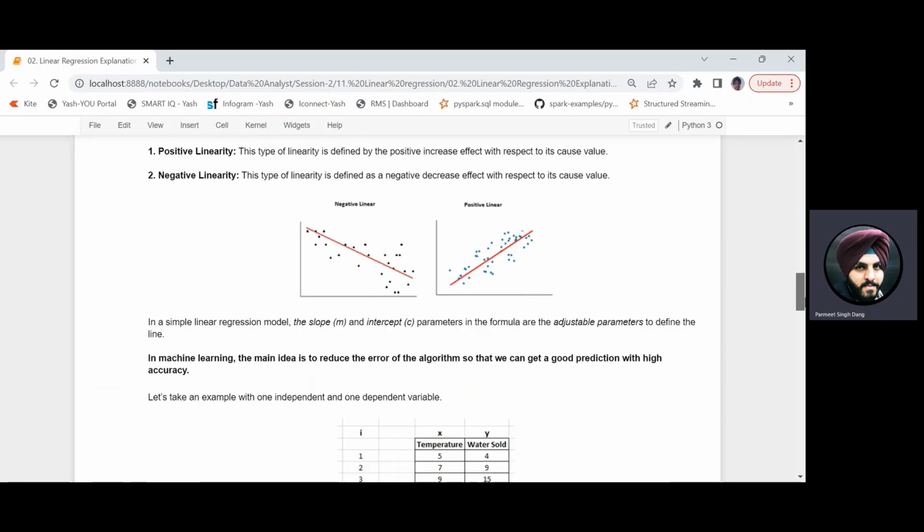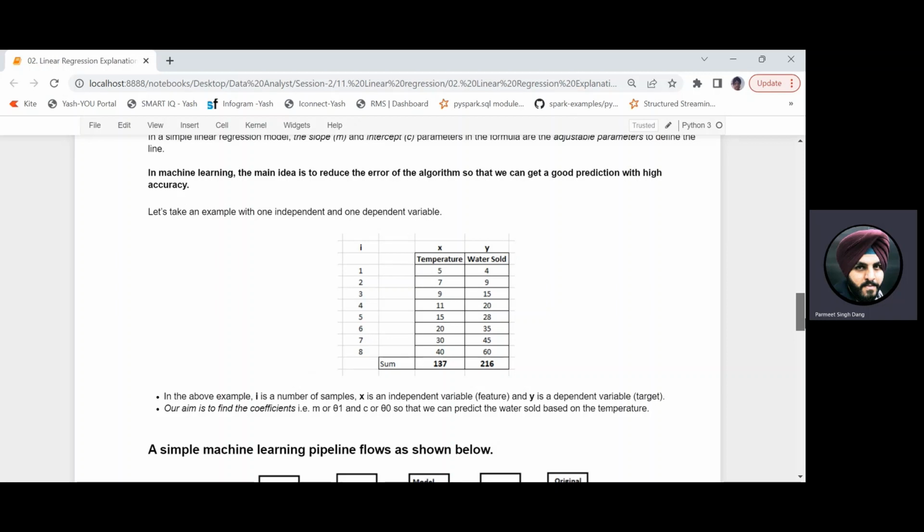Now, in machine learning, the main idea is to reduce the error. For any machine learning algorithm, how can I say whether my algorithm is performing well or not? The crux behind all machine learning algorithms is to get a good prediction with high accuracy and reduce error. The lesser the error, the better the model.